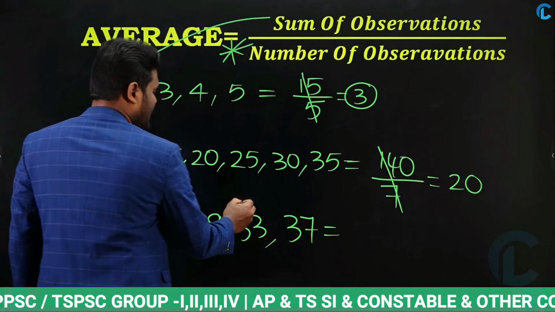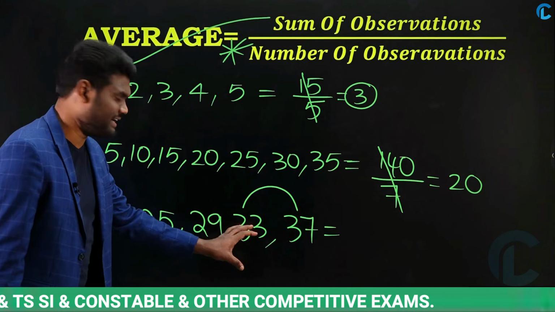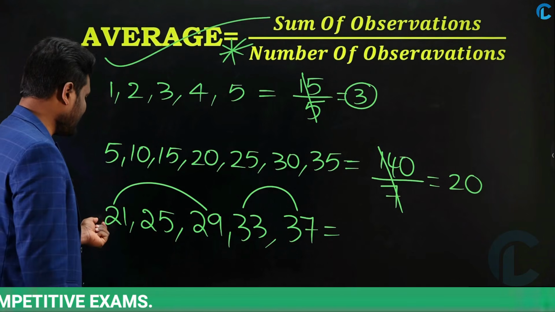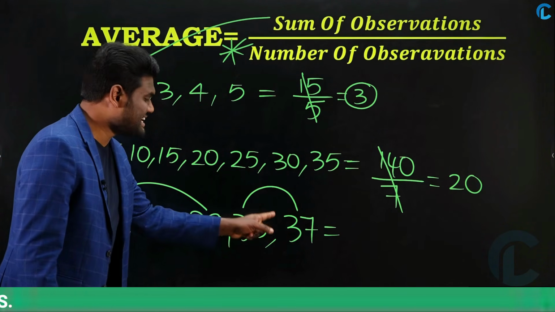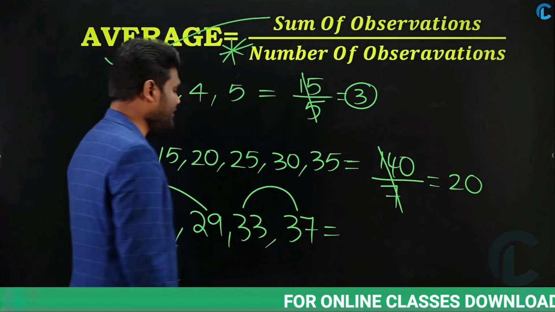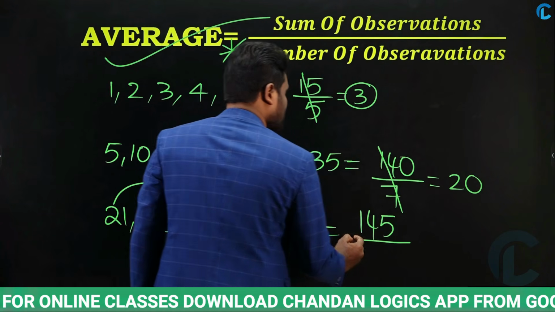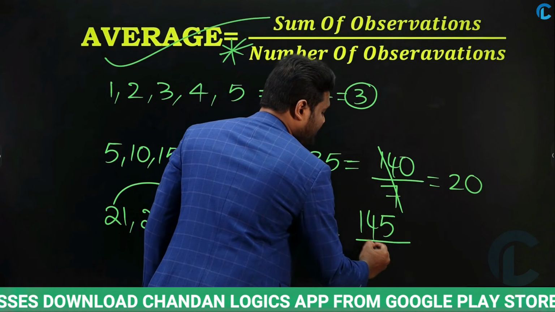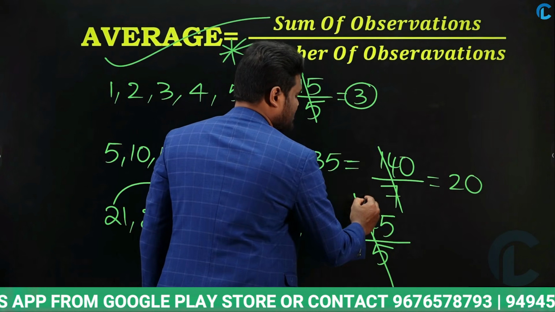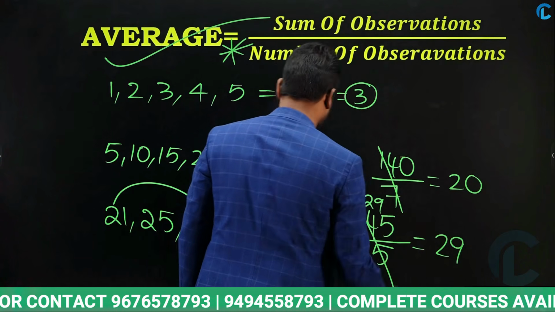Sum of numbers, if you look here, 33 plus 37 is 70. Similarly, 29 plus 21 is 50. 70 plus 50 is 120. 120 plus 25 is 145. And the number of numbers, how many we have here? Number of numbers is 5. So if you calculate the average of this, it is going to be 29. So we can say that the average is 29.